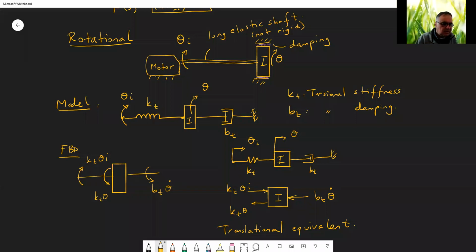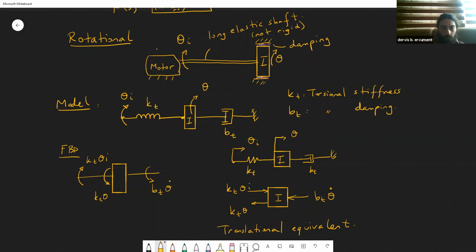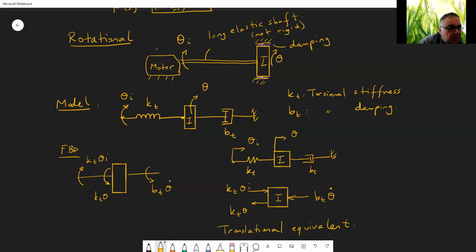So Kt times theta I gives you a torque in one direction. Kt times theta gives you a torque in another direction. Could you explain theta I again? Theta I is the input angle, basically. I is a subscript. Theta input, let's say.